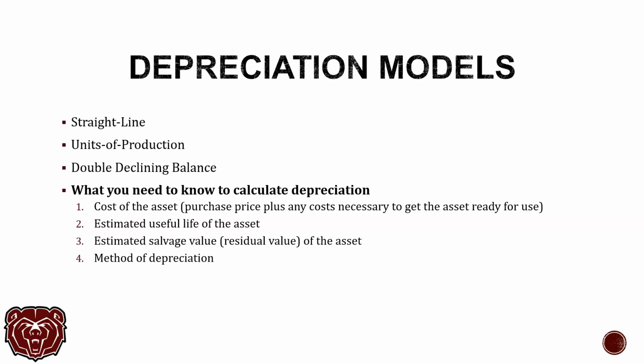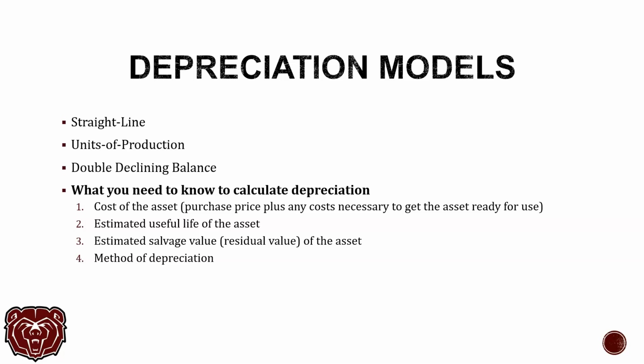There are 3 different models that we can use for depreciation. These are the 3 that we will talk about in this class. You'll use straight line, which is the easiest, most straightforward. You'll use units of production, which is typically done for manufacturing or for delivery vehicles. You'll use double declining balance. This is just an accelerated version of straight line depreciation.